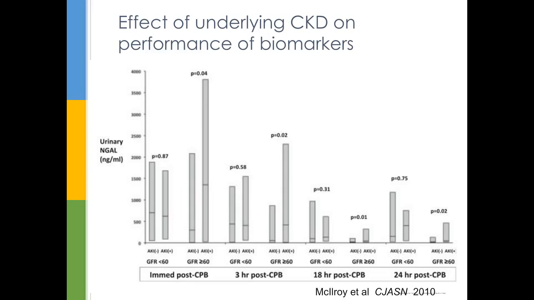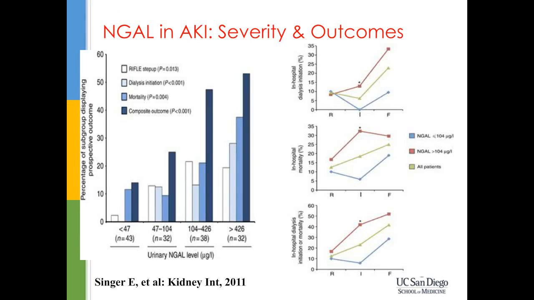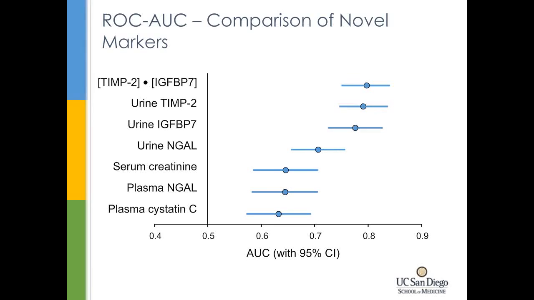What you can see here is that the presence of underlying renal disease has some elevation of the biomarker at baseline. So these people, regardless of an insult, will have a higher level itself. So some caution is needed in interpreting these overall. Based upon the severity and outcomes of these biomarkers, you can establish some cutoffs. For example, for urine NGAL, less than 104 or greater than 104 may have some prediction, but these values will change depending upon the population overall.